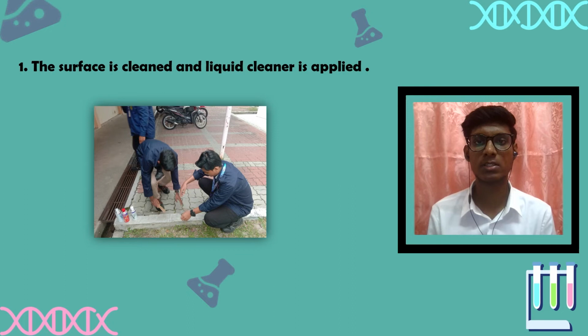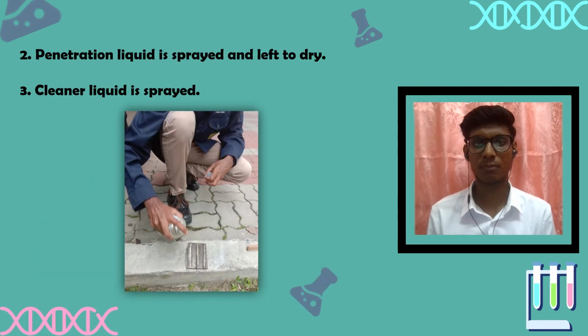Firstly, the surface of the specimen is cleaned using a steel brush and a cleaner liquid. Once the surface is brushed off, the liquid is applied. Then, the defects that occurred on the surface of the specimen are observed. Once the surface is dry, the penetration liquid is sprayed on the surface. Then it is left to dry for around 10 to 12 minutes.